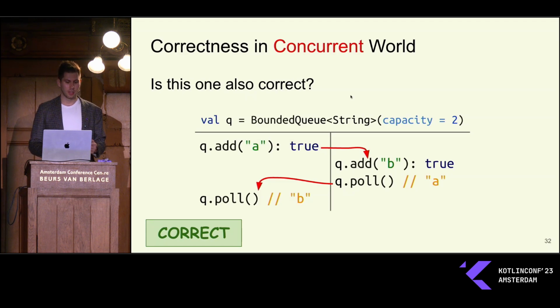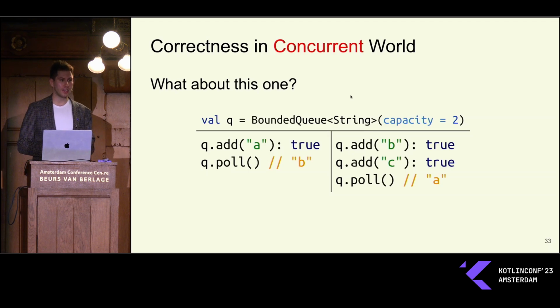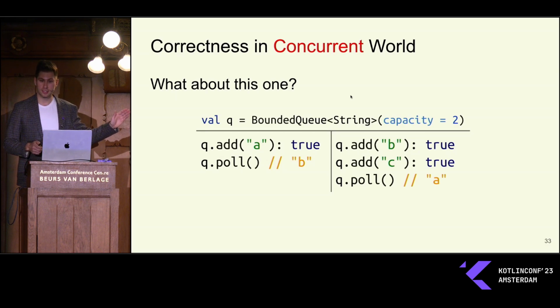All right. Another example. So here in the first thread we have addition of A and we extract B. And in the second thread, we now add B and C and then extract A. I'll give you 5-10 seconds to analyze this execution and try to understand whether it's correct or not.